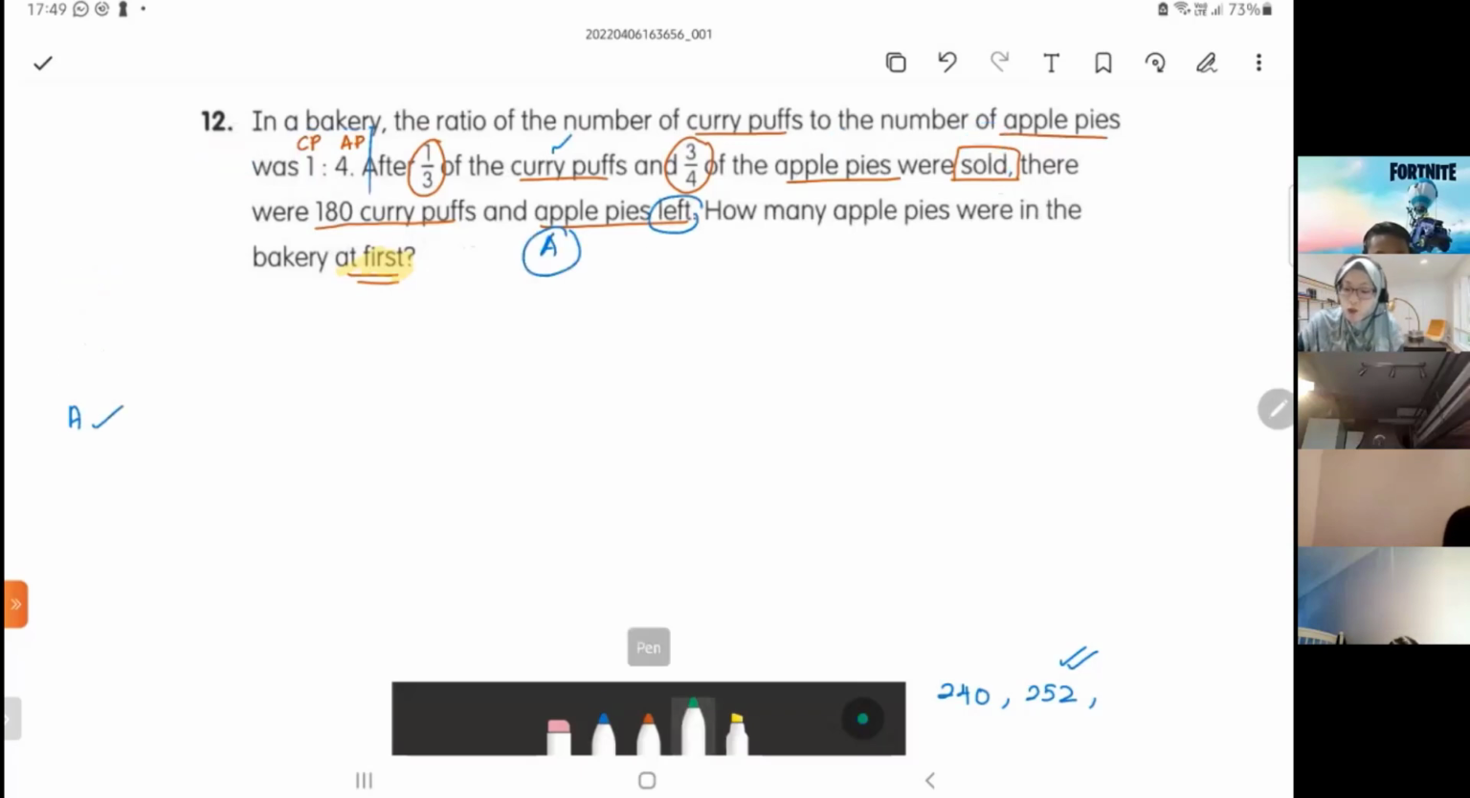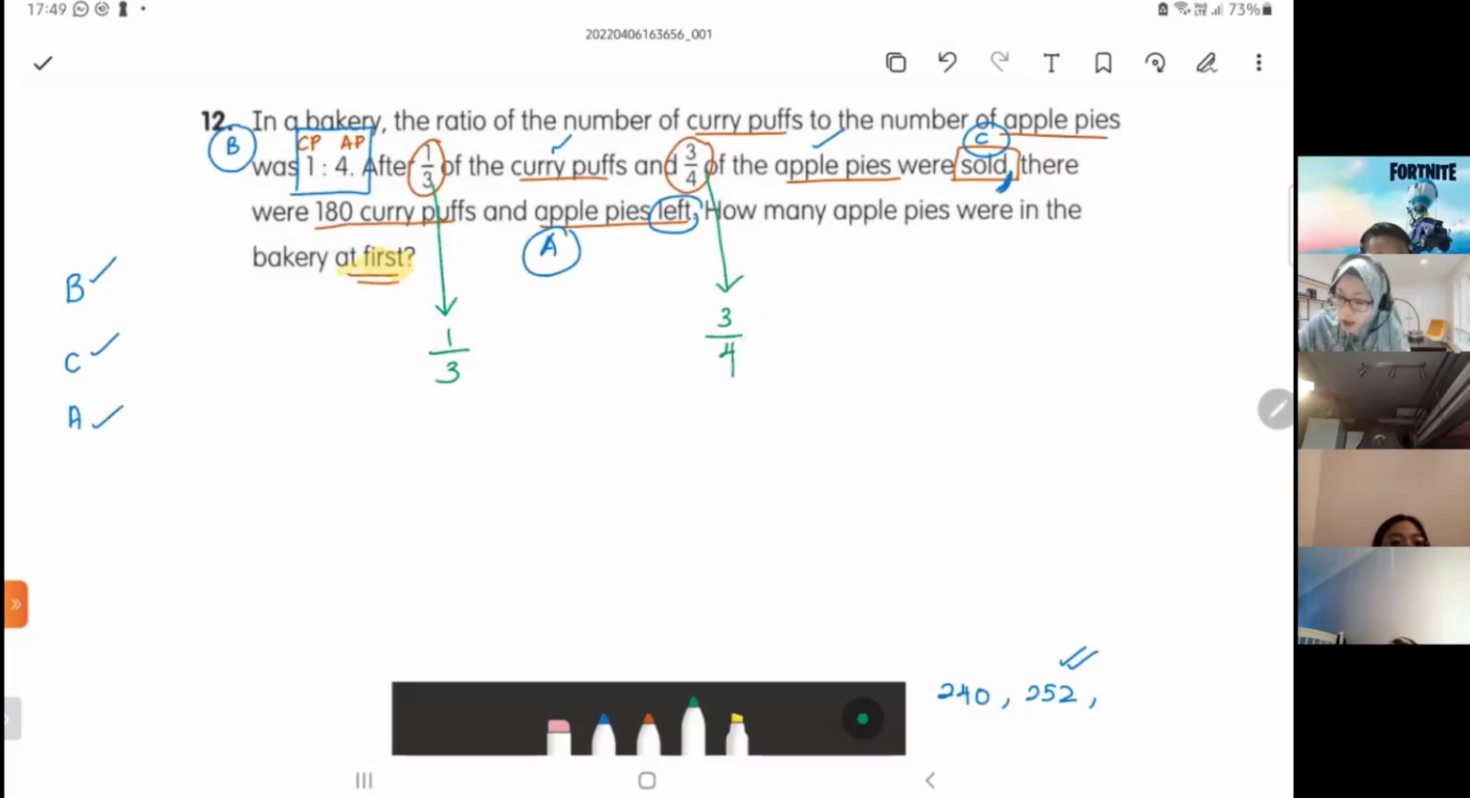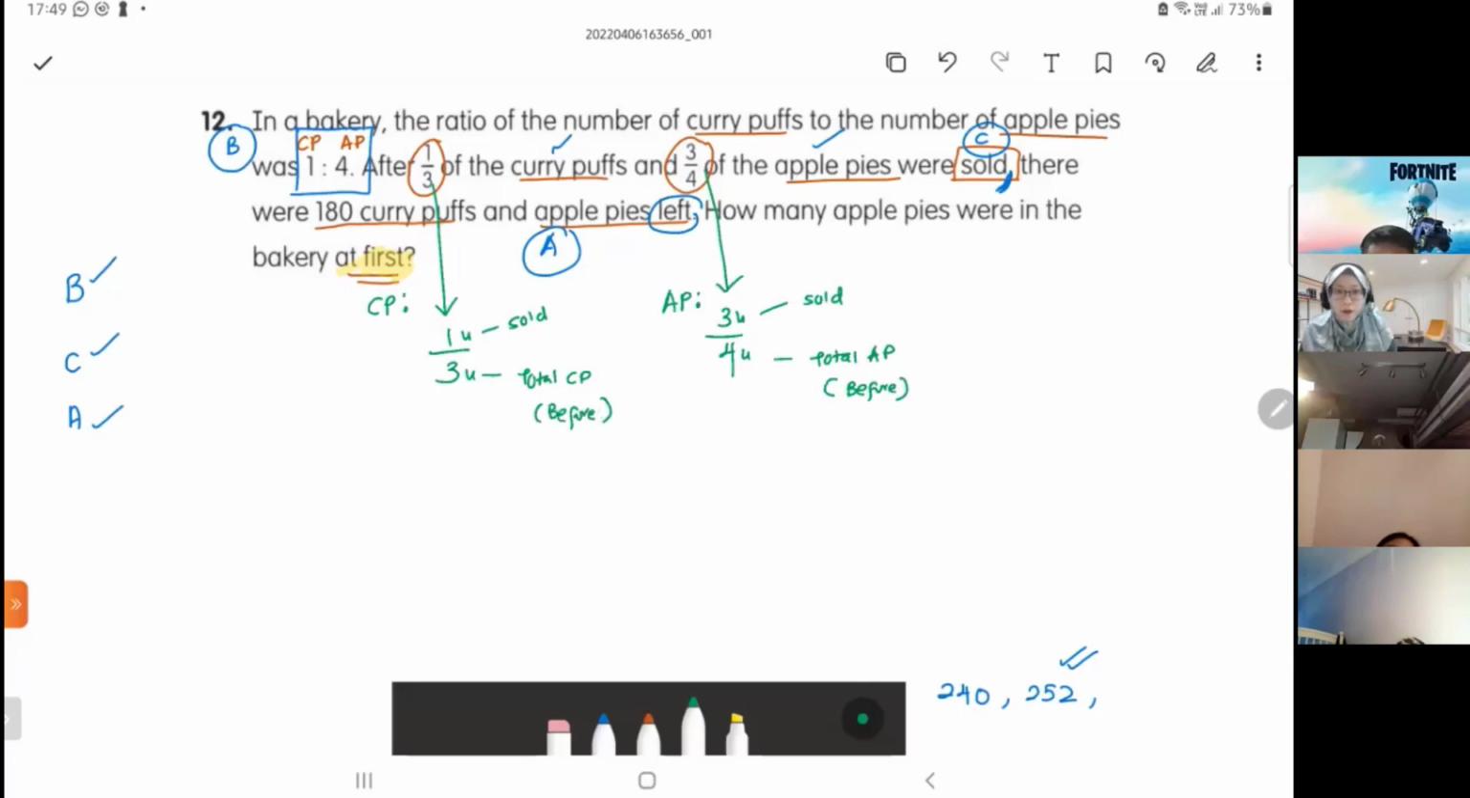Now let's pull out the two fractions. This one, 1/3. Let's pull out this one also, 3/4. This is apple pie, curry puff. Okay, units, units, units, units. This is sold. This is sold. This is my total curry puff. This is my total apple pie, which means this is the before information. Okay. All right. So I'm good to draw out the table already. Let's draw out the table.